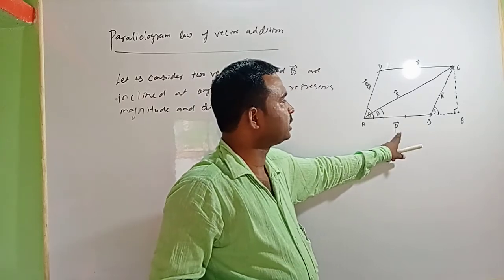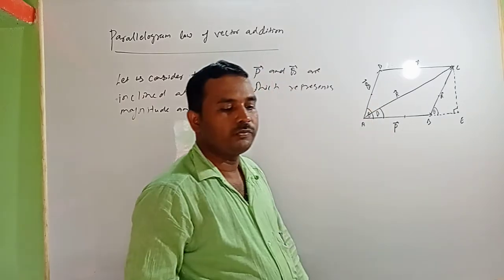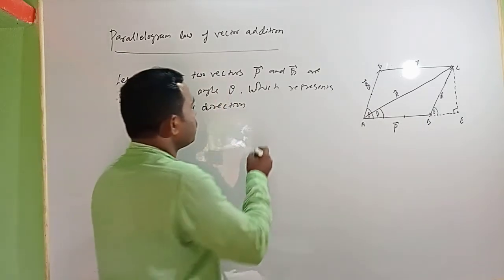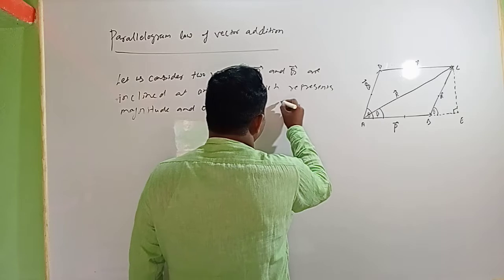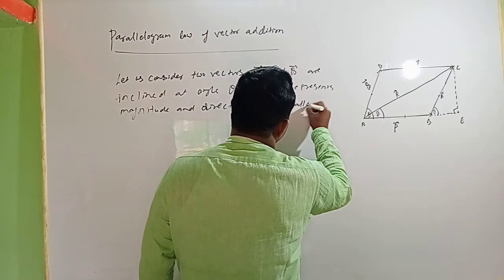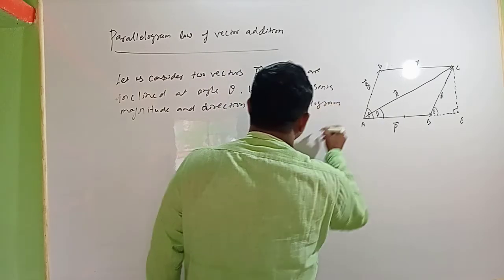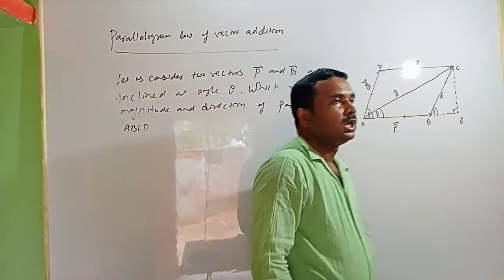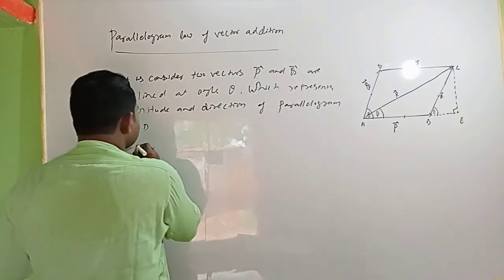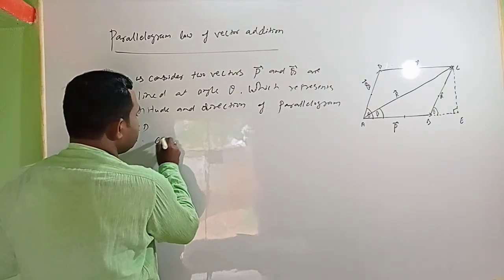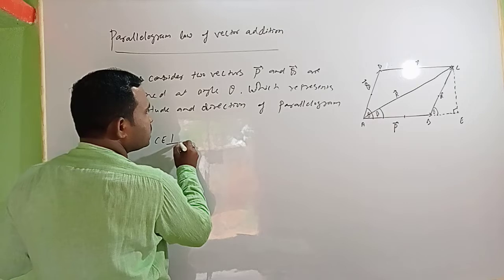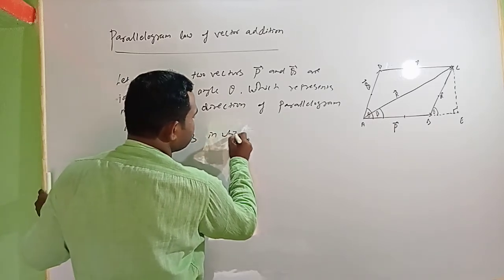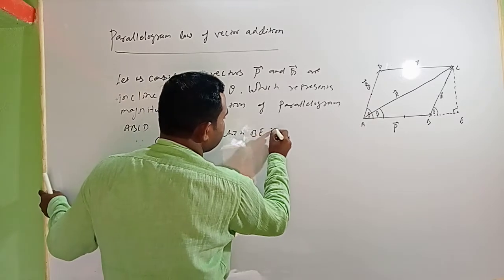Vectors AB is equal to vector P and AD is equal to vector Q, magnitudes and directions of parallelogram ABCD. Okay, and what you have done also, since CE is perpendicular to AB, in which BE is produced.